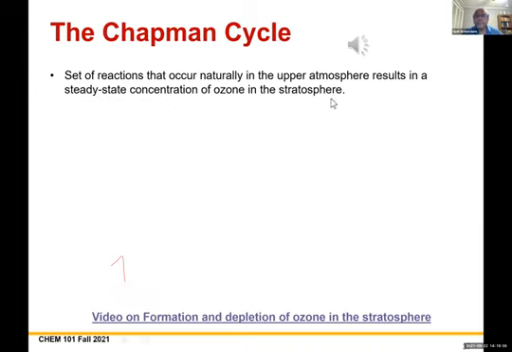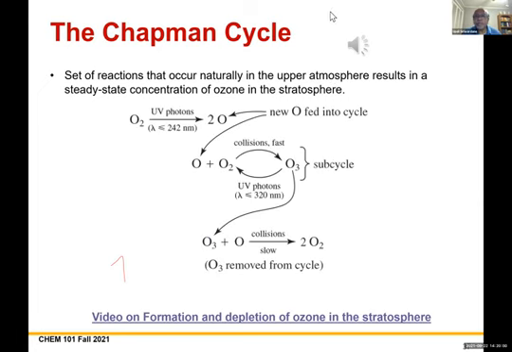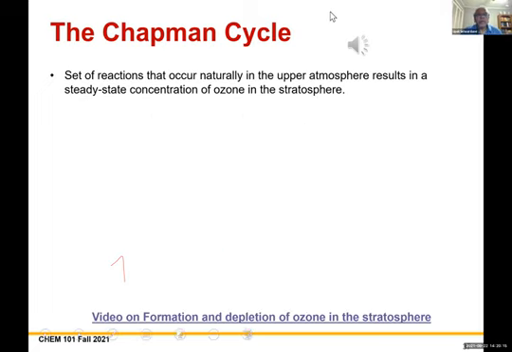We're going to look into the Chapman cycle. There's a set of reactions that take place in the stratosphere that maintain a steady state of ozone concentration. That set of reactions is called the Chapman cycle.